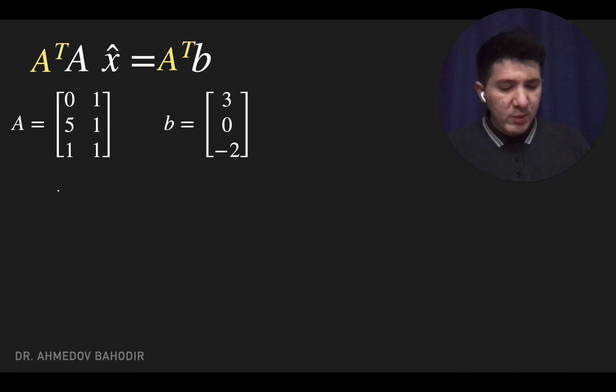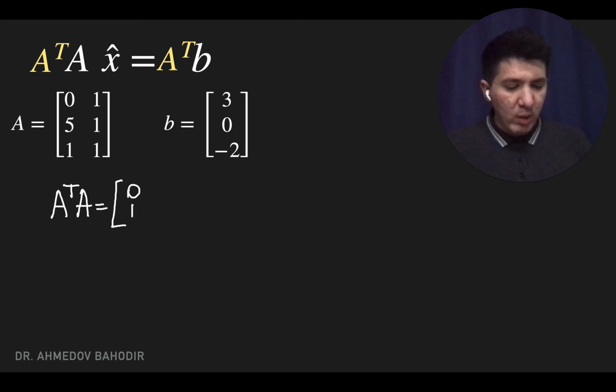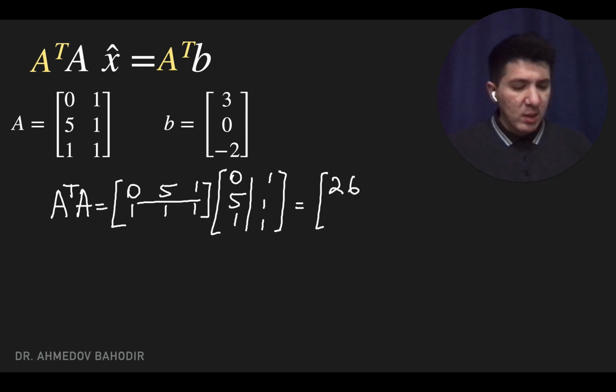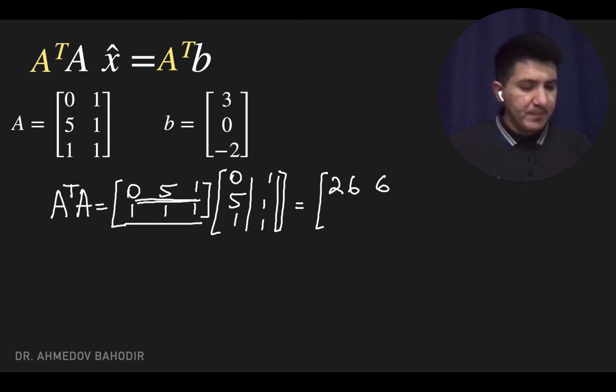If we multiply A transpose by A, what kind of matrix are we going to have? A transpose is going to be 0, 1, 5, 1, 1, 1. It is multiplied by A, which is 0, 5, 1, 1, 1, 1. The resulting matrix is going to be a 2 by 2 matrix. The first row times the first column is equal to 26. The first row times the second column is 6. The second row times the first column is 6. The second row times the second column is 3.